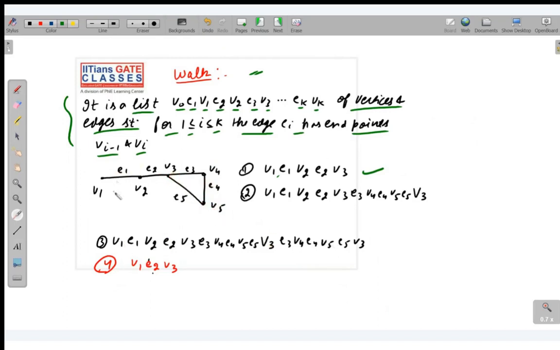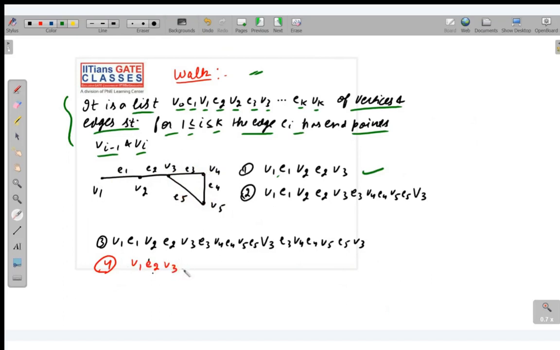Next, I have repeated this once again. So I have said here v1 e1 v2 e2 v3, e3 v4, then e4 v5 e5 v3, then again like this. Two times I have taken. No problem, you can take here 3 times, 4 times, whatever number of times you want, you can take it.